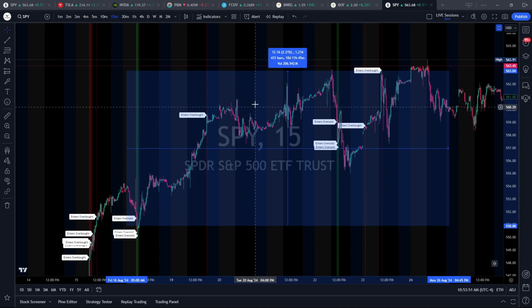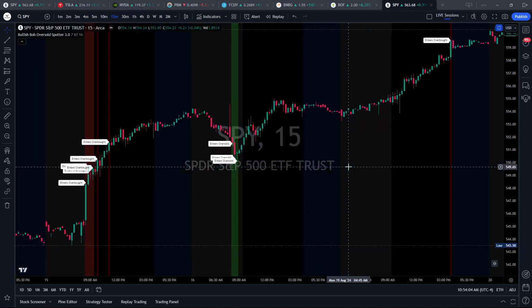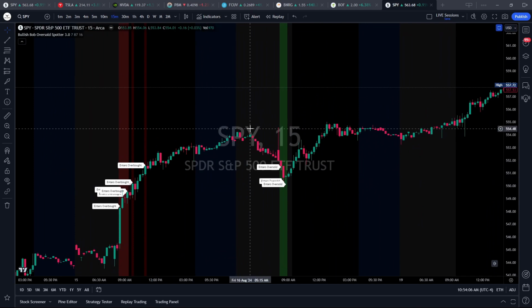So it's only 2%, right? It's not crazy. It's $12 per share. But if you're trading options, this could amount to a very, very nice gain. So keep that in mind, guys. Different settings, different tickers, different time frames, they're all going to give you different results according to the RSI.